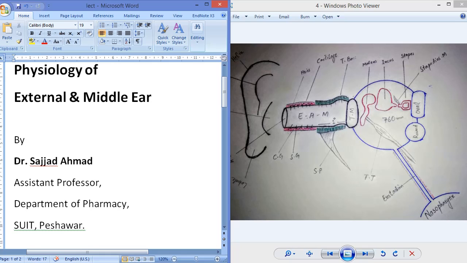Bismillahirrahmanirrahim. Today we are going to learn about the physiology of external and middle ear. Ear is a special sense organ that is responsible for hearing, or that is responsible for the conversion of mechanical energy of vibration into electric potential. Ear consists of three main parts: the external ear, the middle ear, and the internal ear. In today's lecture we are going to learn about the external and middle ear.